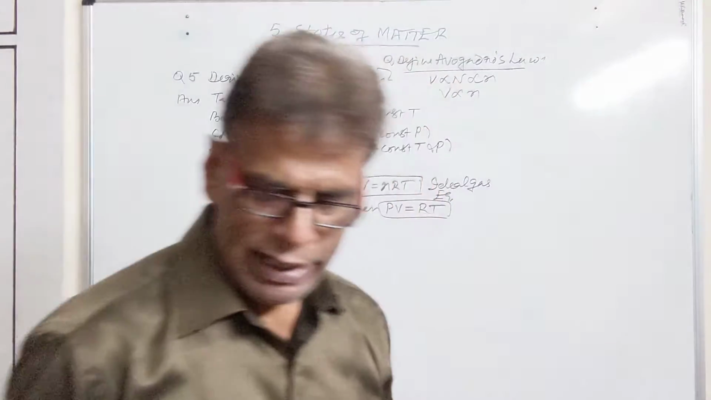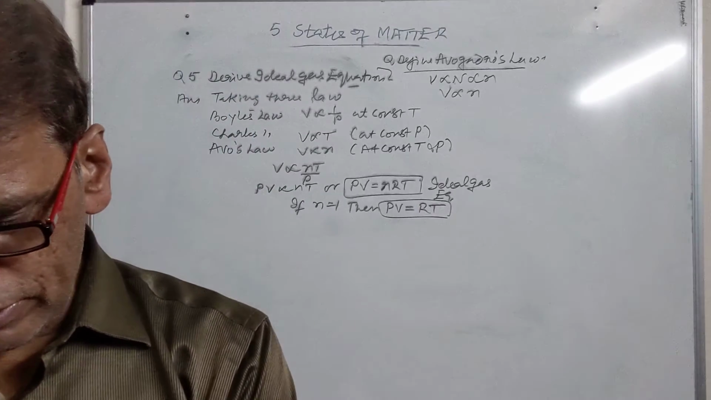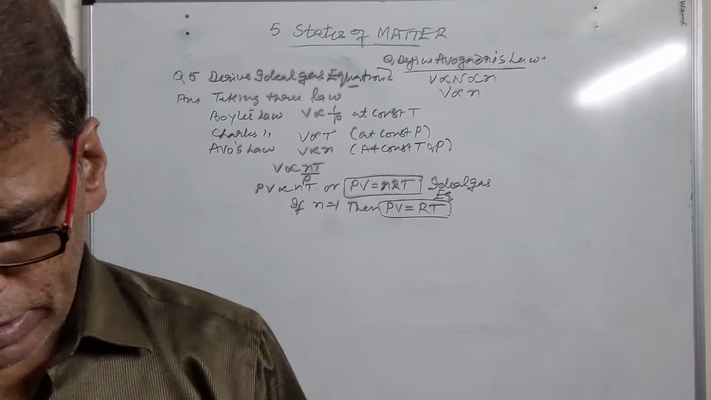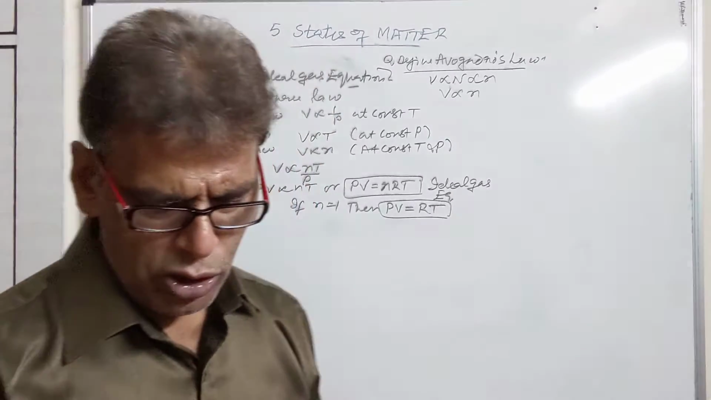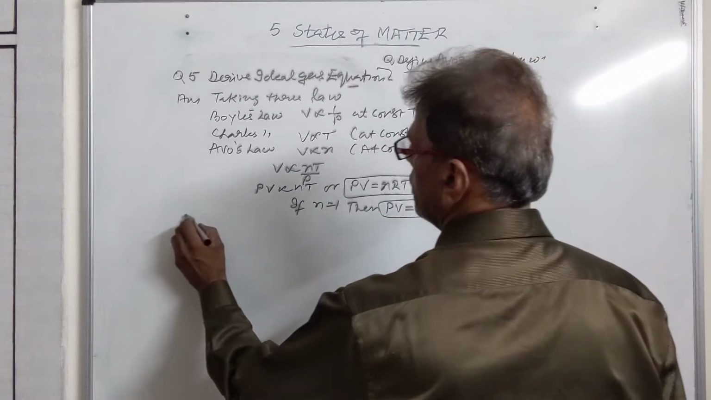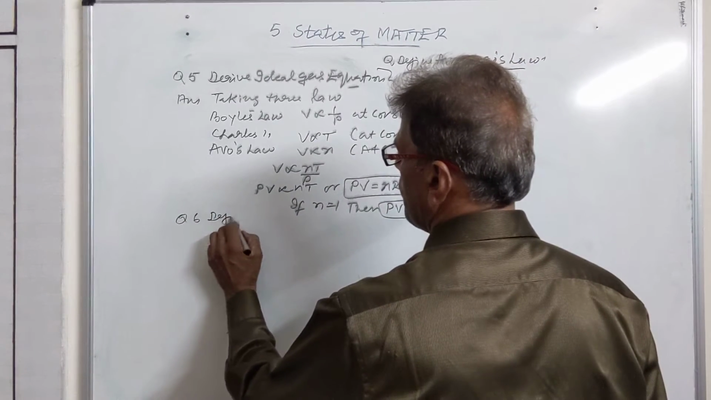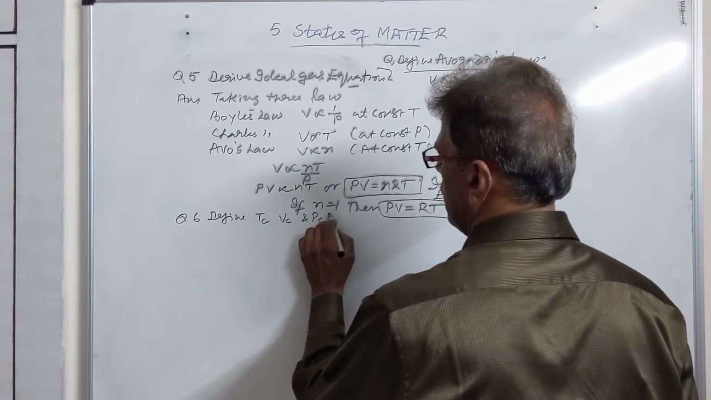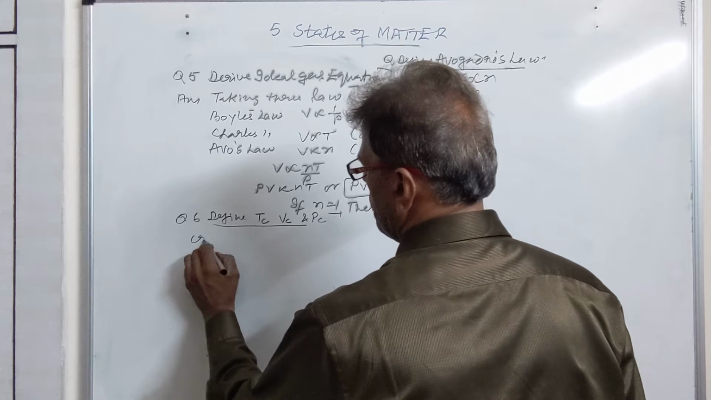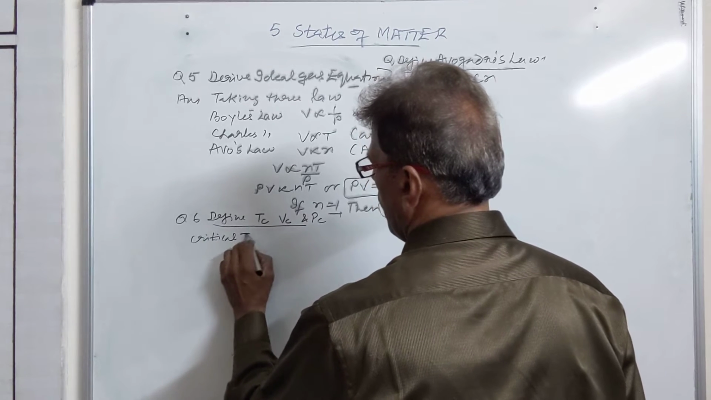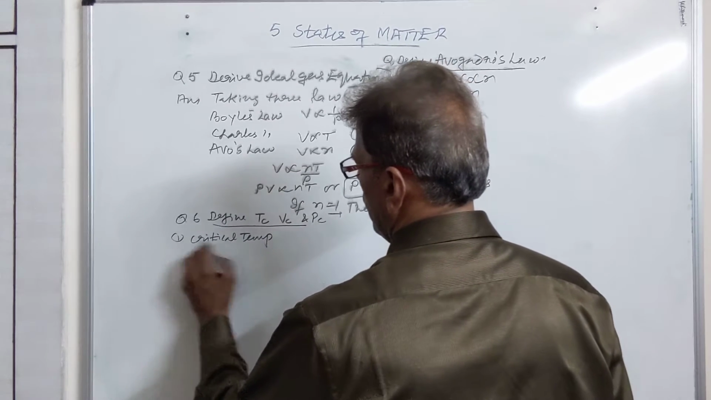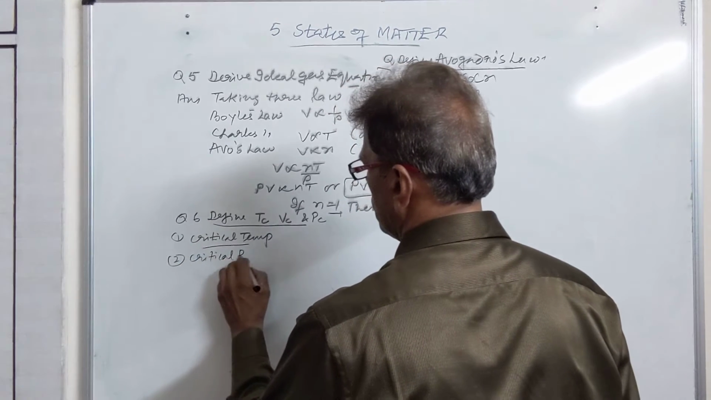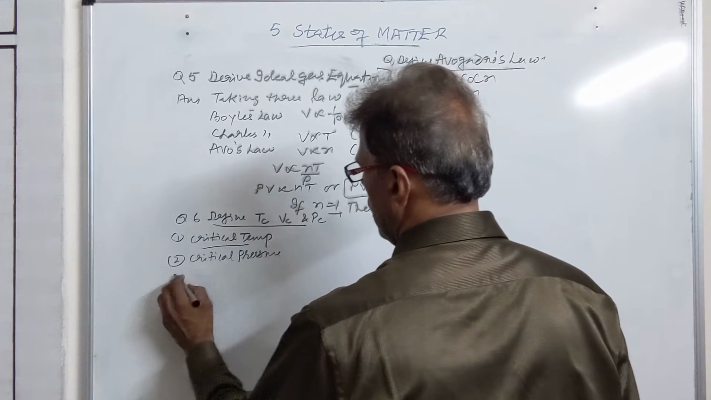So after defining this, we'll now define some critical properties of the gases. They are critical temperature, critical pressure, critical volume. So what are the definitions? Question number 6. Define Tc, Pc and Vc. These are called critical temperature, critical pressure, and critical volume.